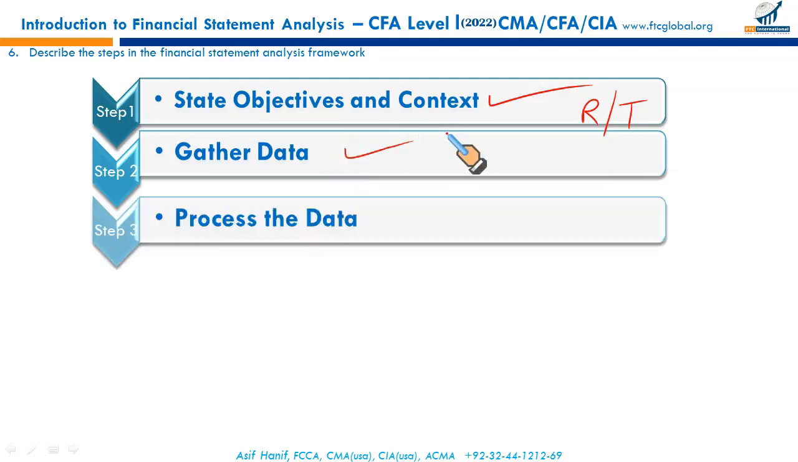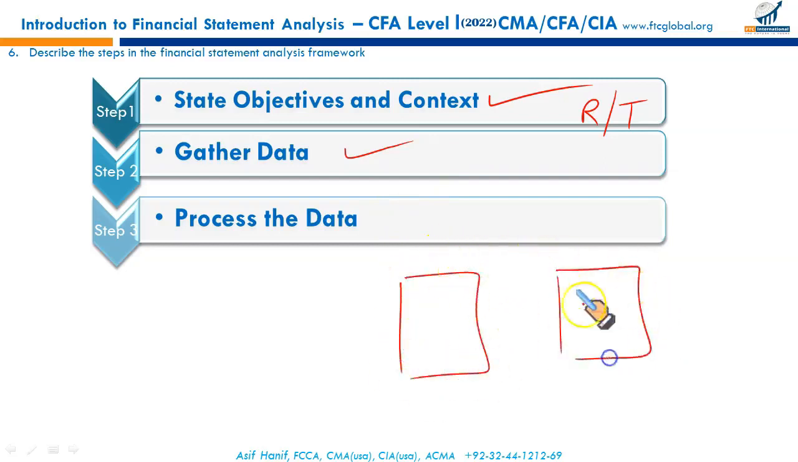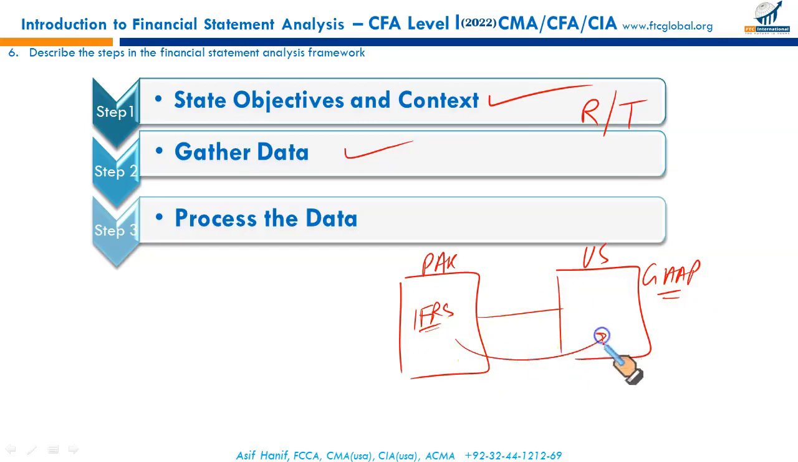Third, process the data. Once the data has been gathered, you may need to make some adjustments to make the data comparable. For example, one of our subsidiaries is operating in Pakistan where we follow IFRS, and another subsidiary of a similar nature, of a similar asset base, is operating in the US where US GAAP is to be followed. Since these are two different reporting regimes, there will be some differences. So we may have to make adjustments.